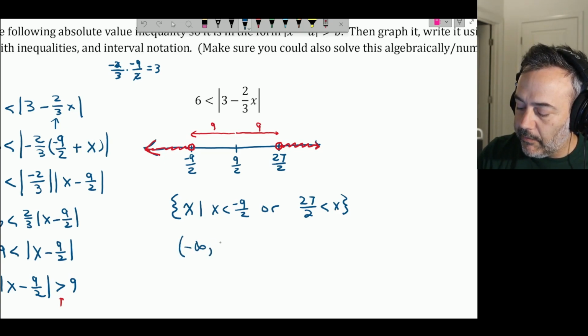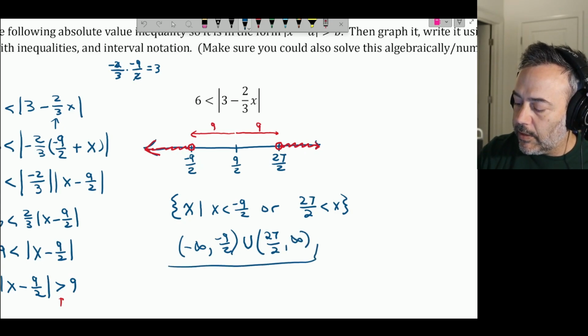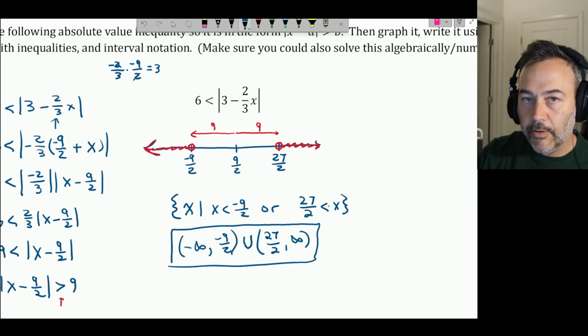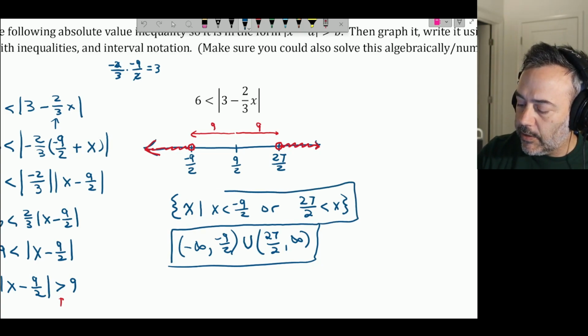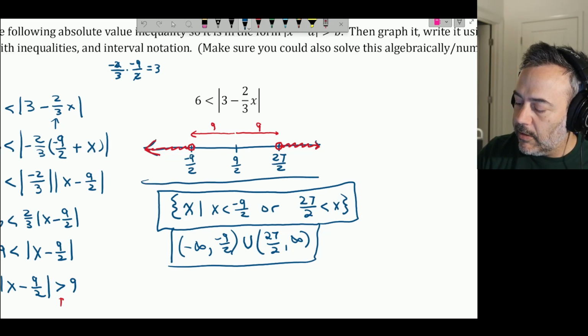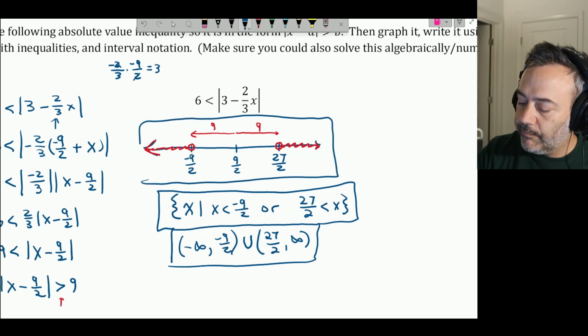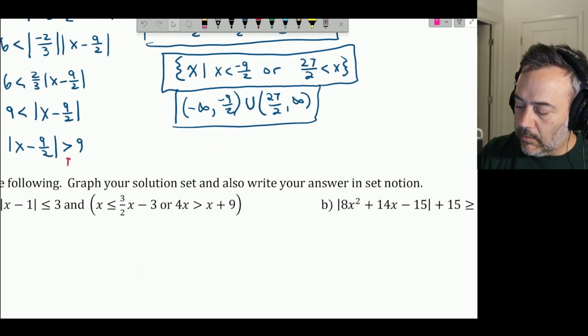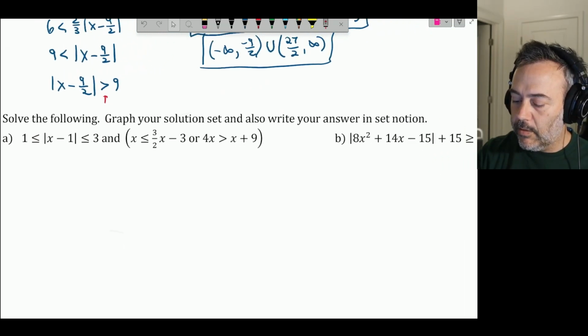Now, the preferred notation that you will use in the future is interval notation. Everything from -infinity up to -9/2, parentheses, union, 27/2 to infinity. This is the notation you will see in pre-calc honors and AP Calculus. And this is the notation that's in our algebra book, and you will see it in the future if you become a math major. And this is the graph.